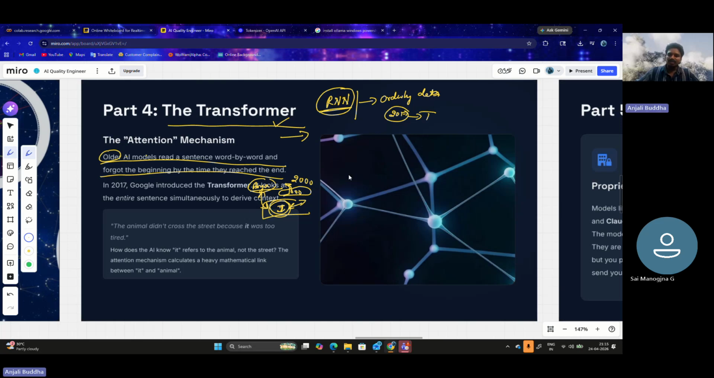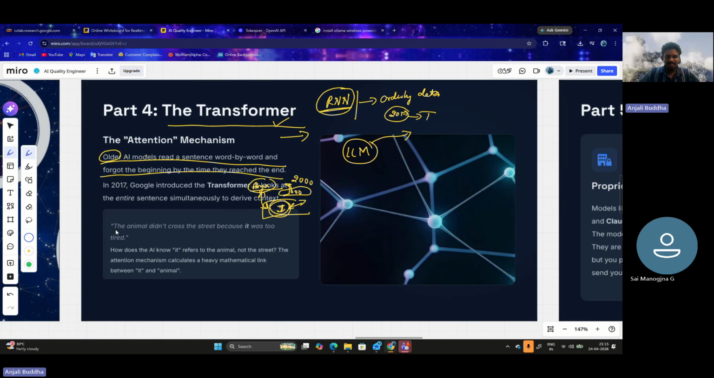So this transformer architecture held these links pretty well, and due to this, the era of LLM actually came in. All the LLMs are built over this transformer architecture.